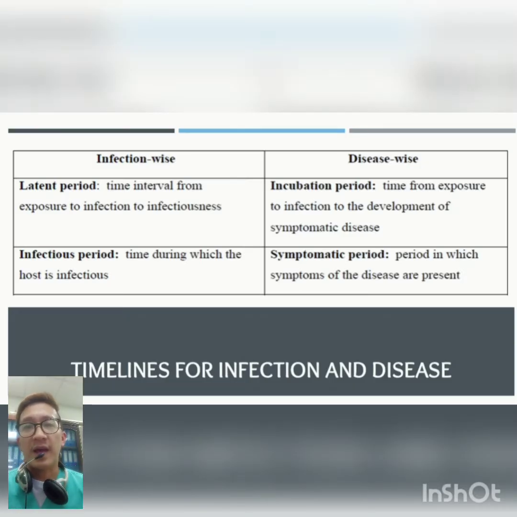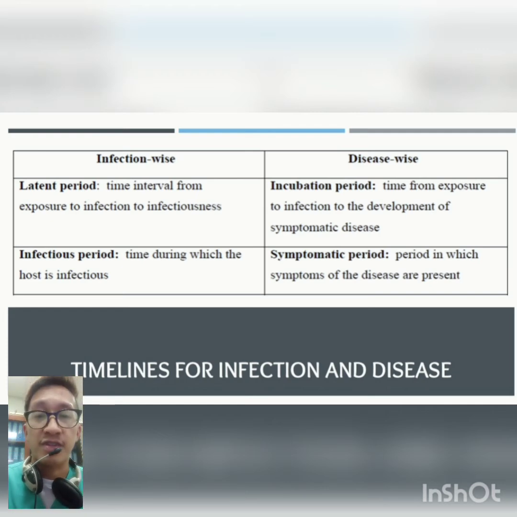Now let's try to define infection and disease. Okay? These are the timelines of infection and disease. Infection-wise, we have the latent period and the infectious period. The latent period of an infectious disease is the time interval between exposure to infection and becoming infectious. Okay? That is your latent period. While the infectious period is the time during which the host is infectious.